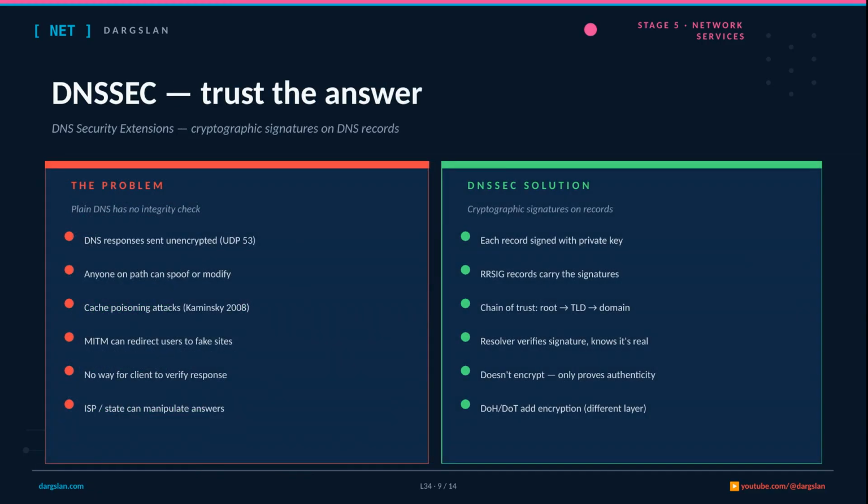Now, dig is great for inspecting answers, but how do you know those answers are actually genuine? Plain DNS travels unencrypted over UDP port 53 with no integrity check, which is exactly how cache poisoning attacks like the famous Kaminsky exploit in 2008 worked. DNSSEC fixes the trust problem by having each record cryptographically signed, with those signatures carried in RRSIG records and a chain of trust running from the root down through the TLD to the domain. One important nuance: DNSSEC proves authenticity. It doesn't encrypt. That's a separate job handled by DNS over HTTPS or DNS over TLS.